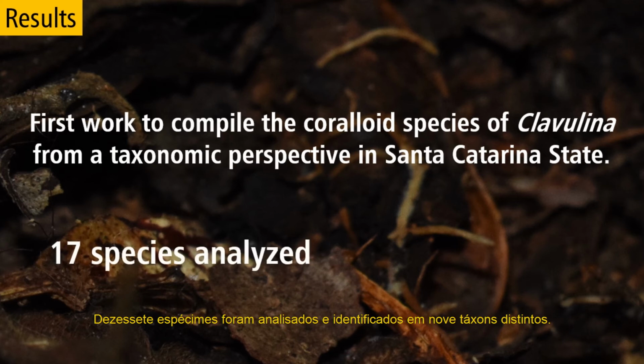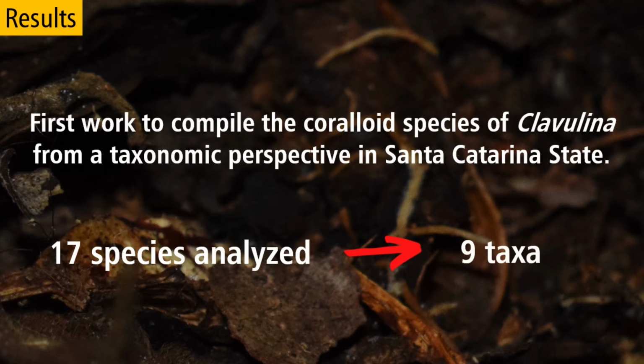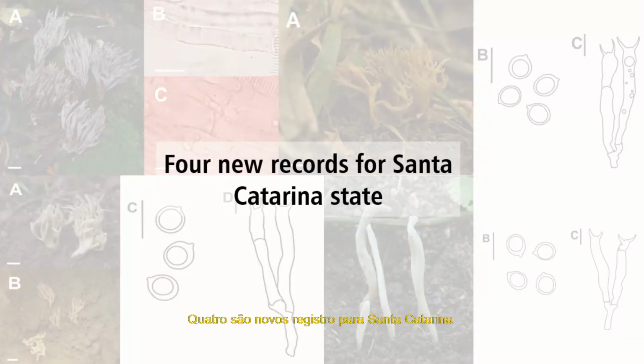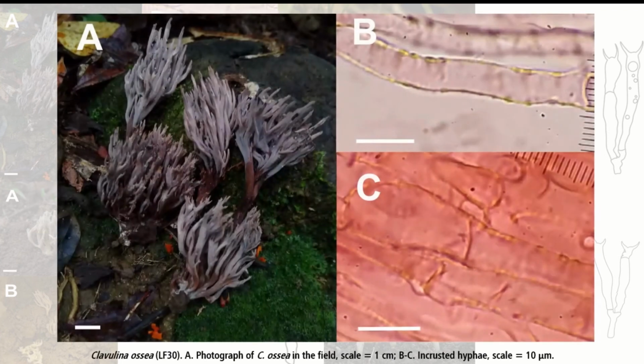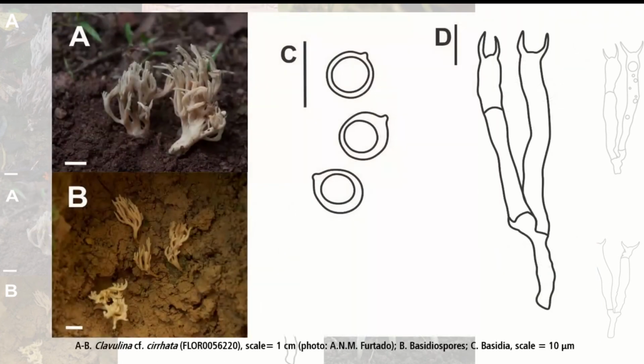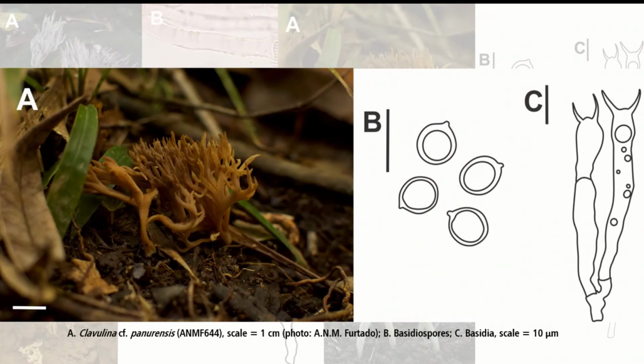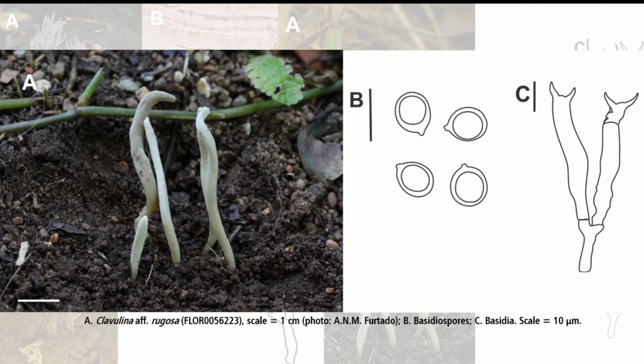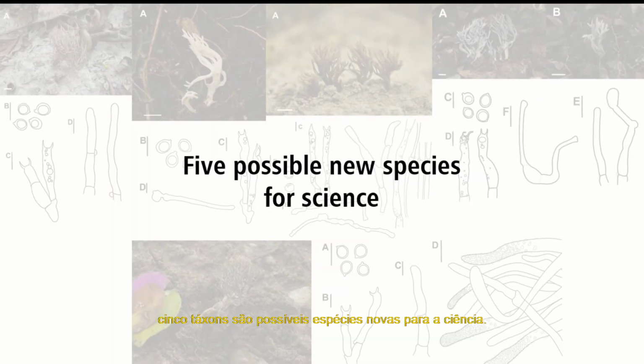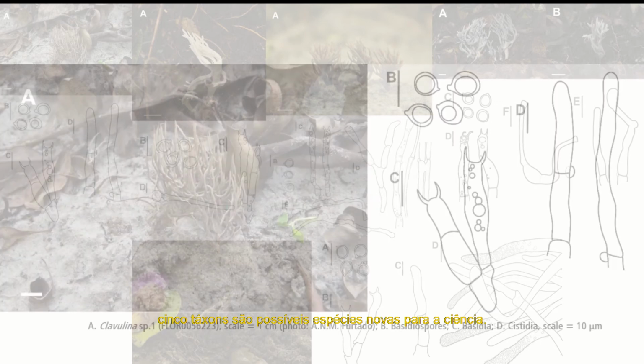17 collections were analyzed and identified within 9 taxa. 4 are new records for Santa Catarina state: Clavulina ossea, Clavulina cirrata, Clavulina panurensis, and Clavulina rugosa. 5 taxa are possible new species for science.